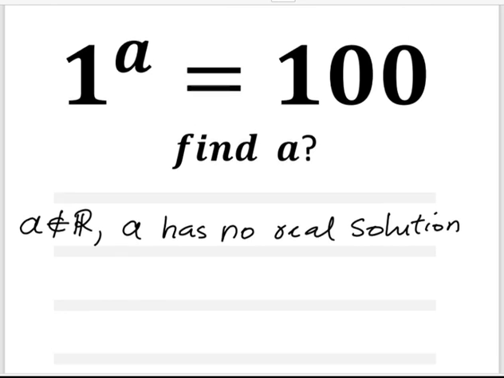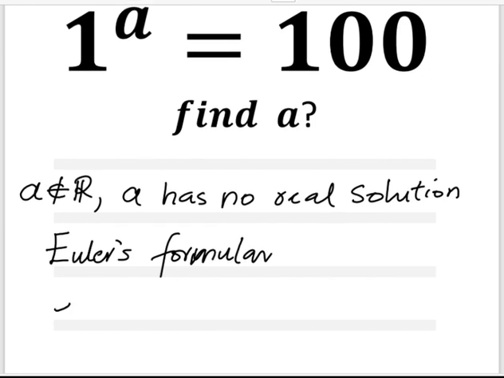Next, we're going to look into the complex field to see if there's a complex number A that will be able to solve this problem. And that's going to lead us to Euler's formula, which states that exponential ix is simply cos x plus i sine x.